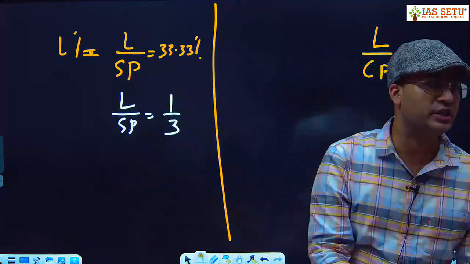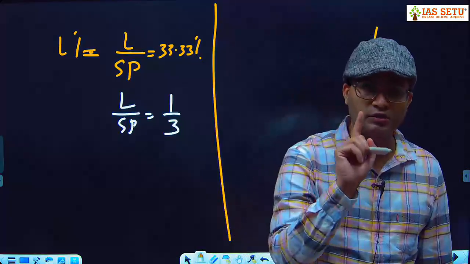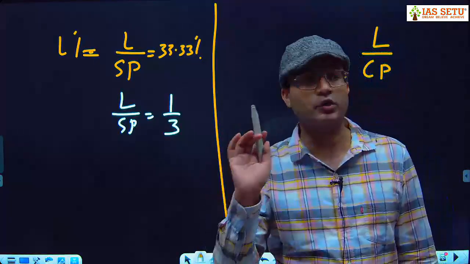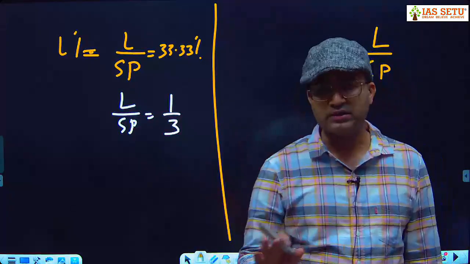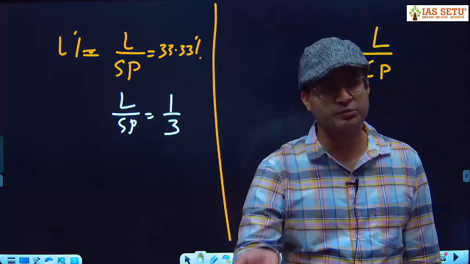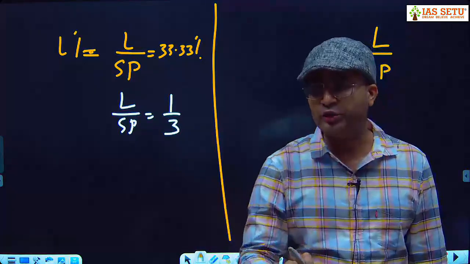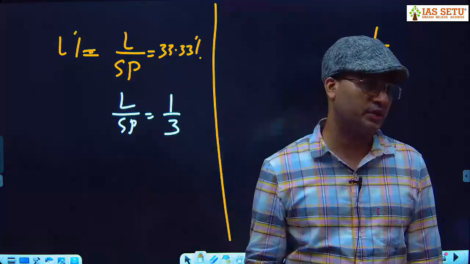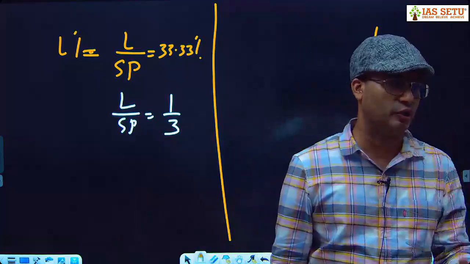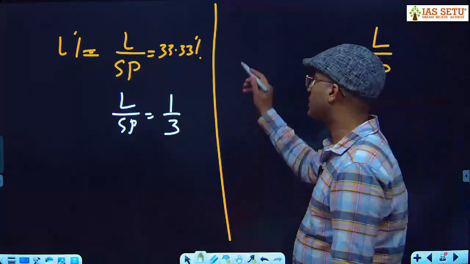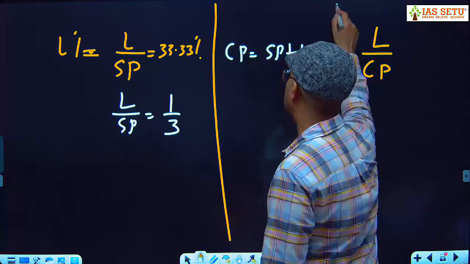Just think logically. If I sold this marker in 3 rupees and there is a loss of 1 rupee, tell me what is the cost price? 2 or 4? 4. See here, your investment is more and return is less. That is why there is a loss. You got 3 rupees, you had invested 4 rupees. Your investment 4 rupees and return you get 3 rupees, then there is a loss. Or what you can say, cost price is selling price plus loss.